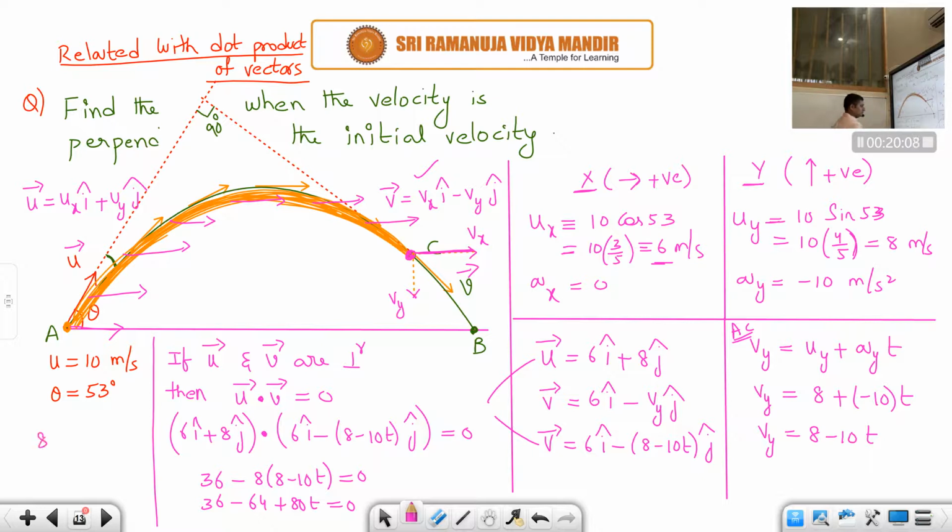So 80t is equal to 64 minus 36, if it goes to that side. So that is equal to how much, students? 28. Correct? 28. So 80t is equal to 28. So t is equal to 28 divided by 80.